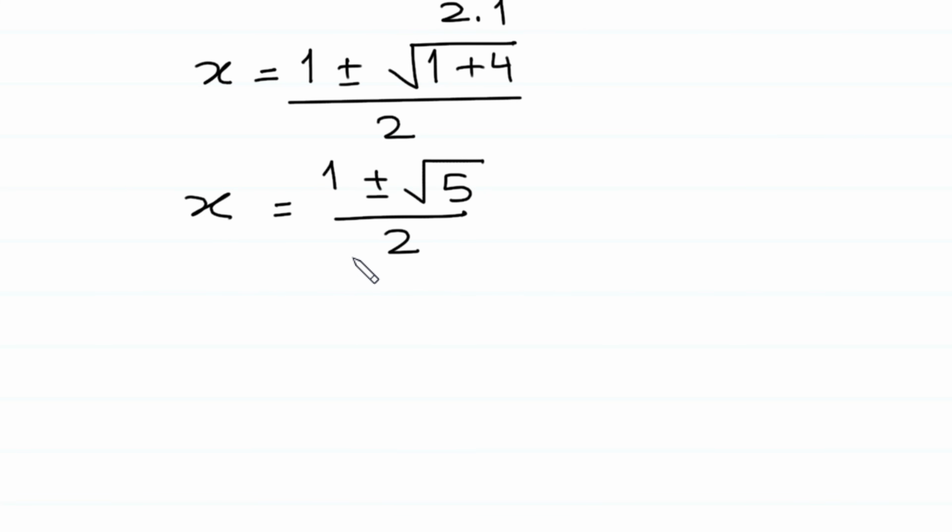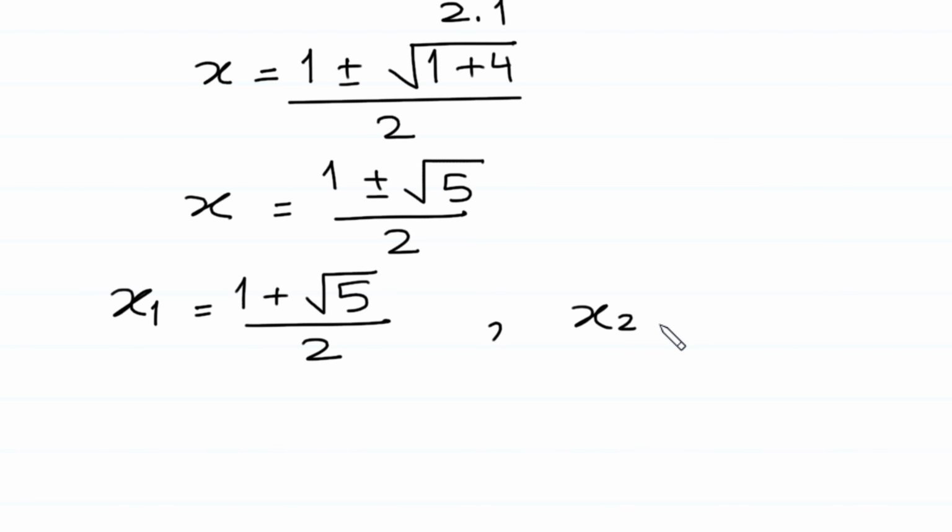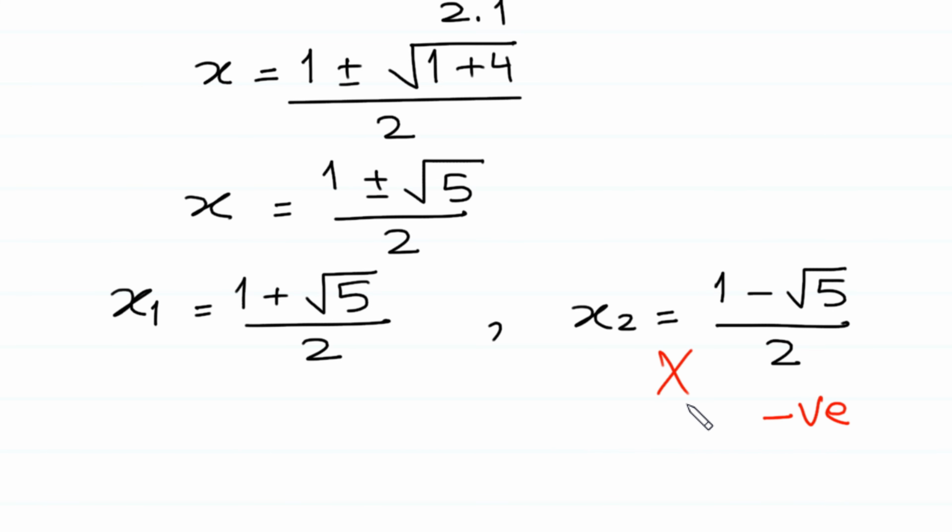From here x has two values. x1 is equal to 1 plus square root of 5 divided by 2, and the value of x2 is equal to 1 minus square root of 5 divided by 2. From here, this square root of 5 is greater than 1, so this value is negative, so we reject this solution. So this is the only solution to this equation.